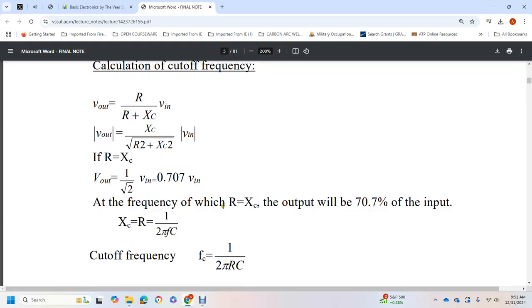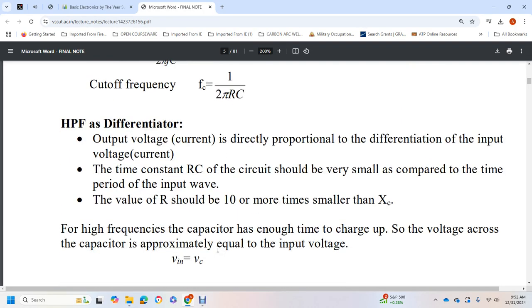At the cutoff frequency with the resistor and capacitor, the output is 70.7% of the input, with the capacitive reactance equal to the resistance, that is 1 over 2 pi times the frequency times the capacitance. Cutoff frequency equals 1 over 2 times pi times the resistance times the capacitance. High pass filter.